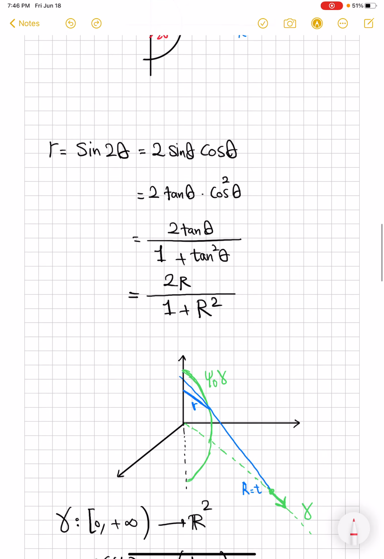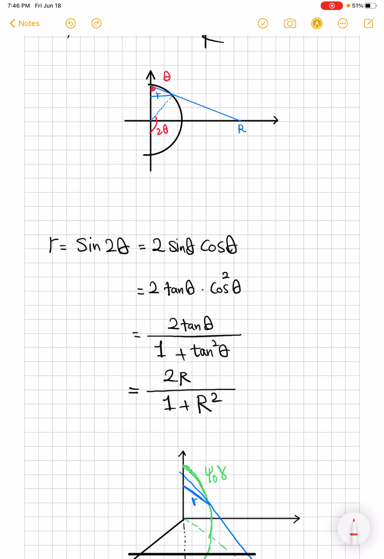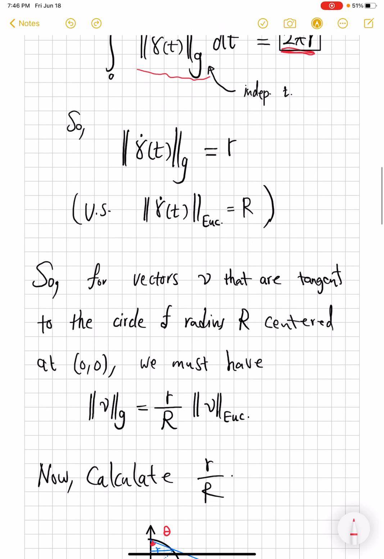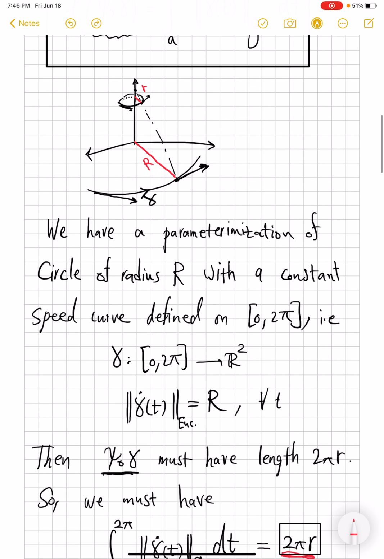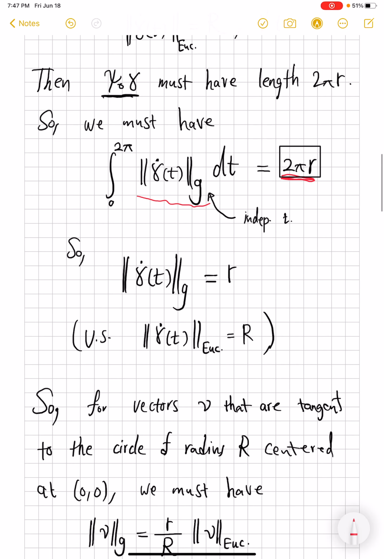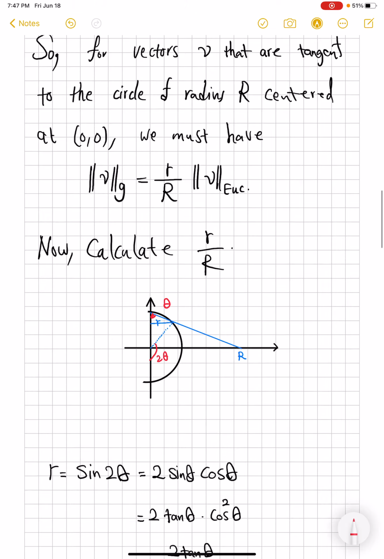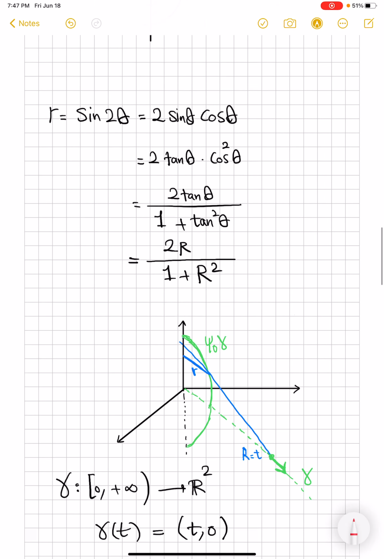So what I ended up computing is that if I have a vector perpendicular to the radial direction, something like this V, then its G norm is little r over capital R, but then I computed that that is exactly 1 plus r to the power 2 of the Euclidean norm of V. And this capital R is again the base of the vector, the distance of the base of the vector to the origin.